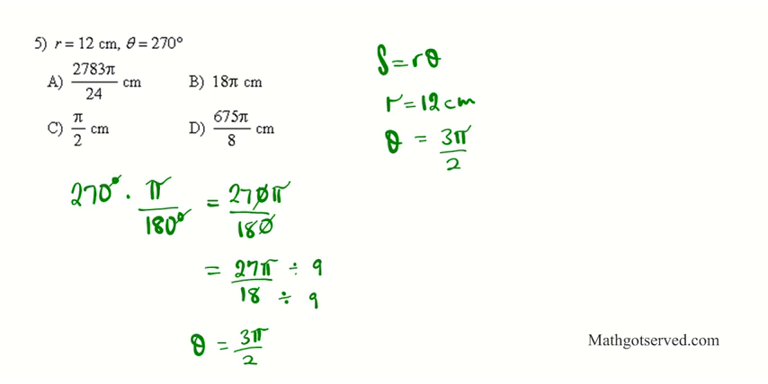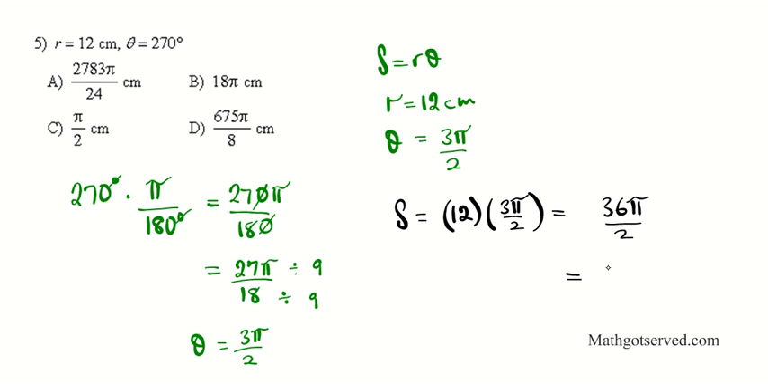Now we're ready to use the formula because our angular measure is in radians, okay? So this arc length S is equal to 12 times 3 pi over 2. We'll multiply across, we'll have 36 pi over 2. And then we'll divide, we'll have 18 pi centimeters. So this is the arc length of the circle with radius 12 and the angle subtended is 270 degrees, okay? So there goes your answer.